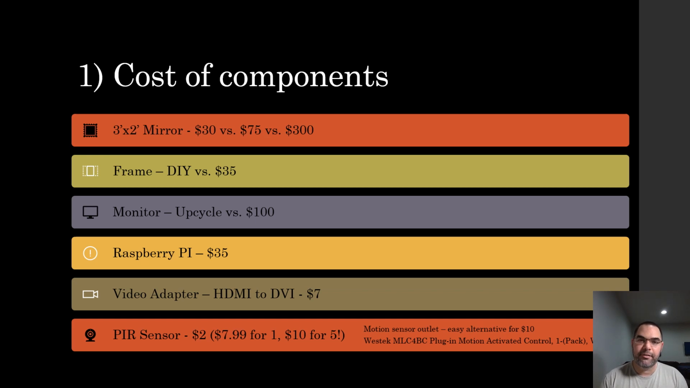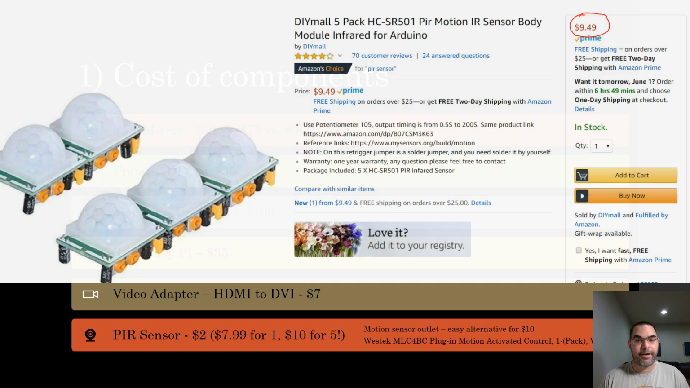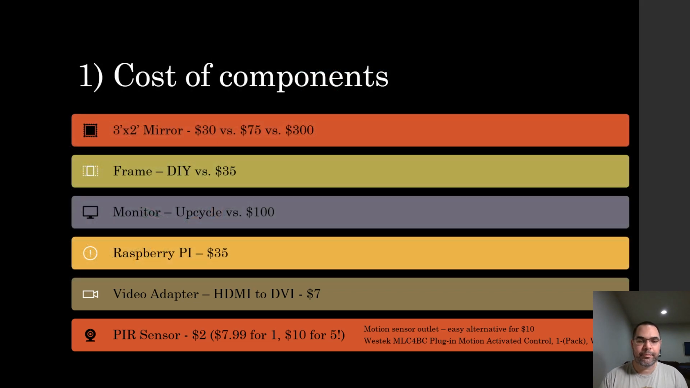And I bought a passive infrared sensor. Now, pro tip on buying components like this, the passive infrared sensor I'll talk more about in a second, but if I were to buy one of them, they were $8. But if I were to buy 5 of them, they were $10. 1 for $8, 5 for $10.